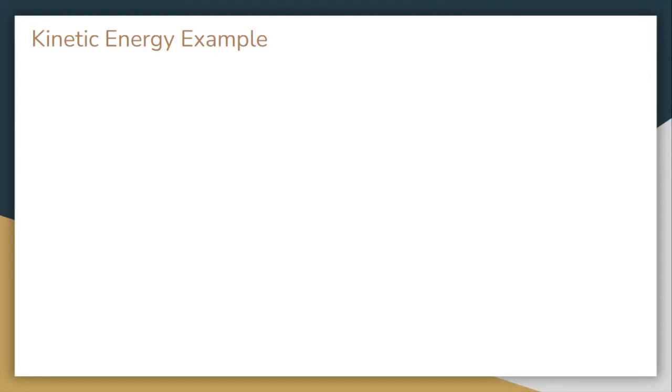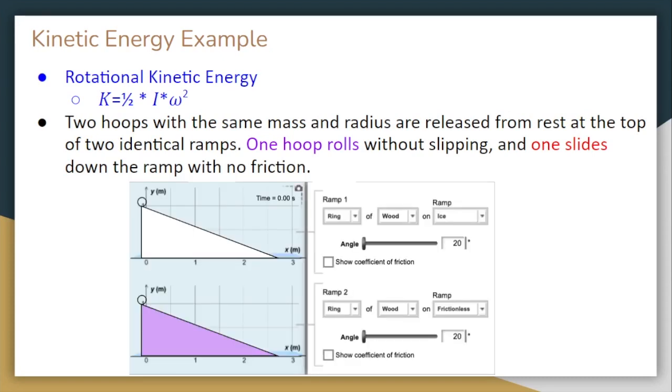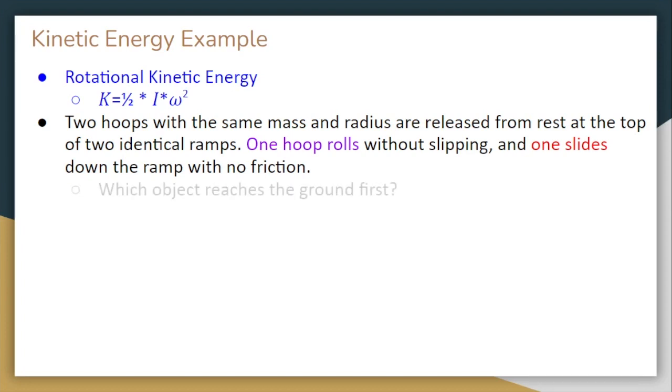Now let's look at a kinetic energy example. So rotational kinetic energy we talked about before is K equals 1/2 times I times omega squared. We have two hoops with the same mass and radius that are released from rest at the top of two identical ramps. One hoop rolls without slipping, and one slides down the ramp without friction. We want to figure out which object is going to reach the ground first.